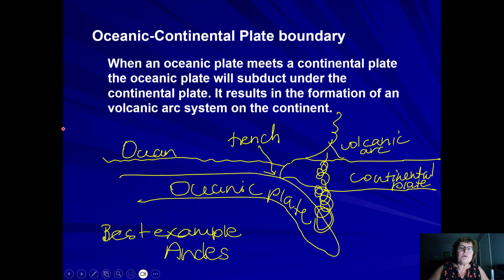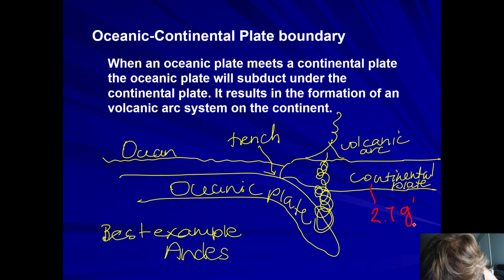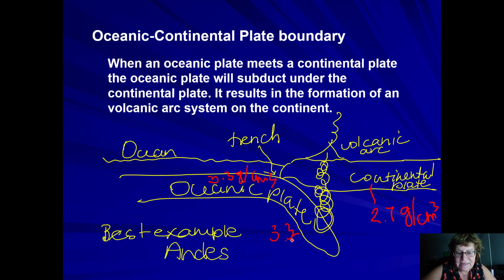So the next one is the oceanic-continental plate boundary. Remember, what did we say about the density of the continental plate? It's 2.7 grams per cubic centimeter. You really need to know it for the exam. And the oceanic plate is about 3.3 grams per cubic centimeter. The mantle is about the same. So it can easily be pushed down into the asthenosphere.